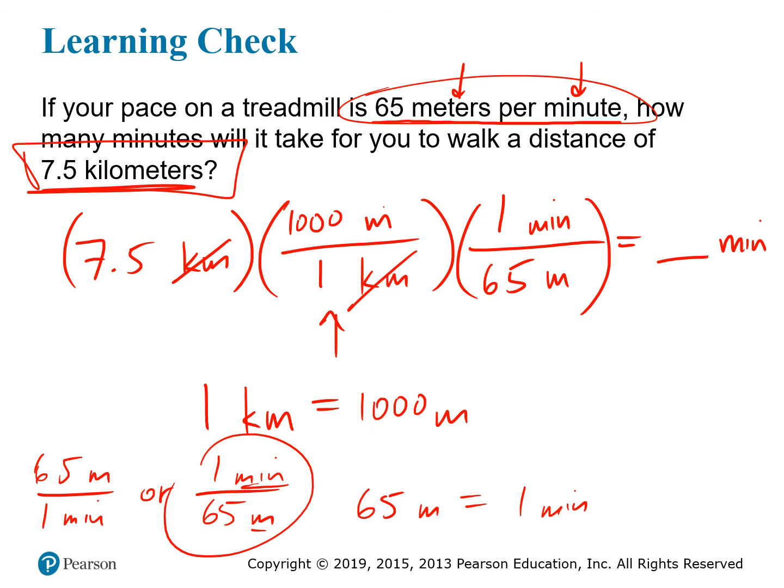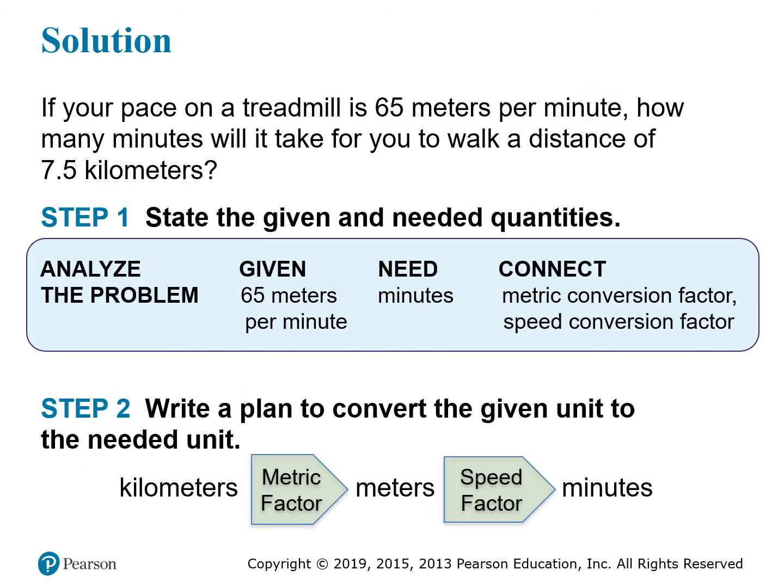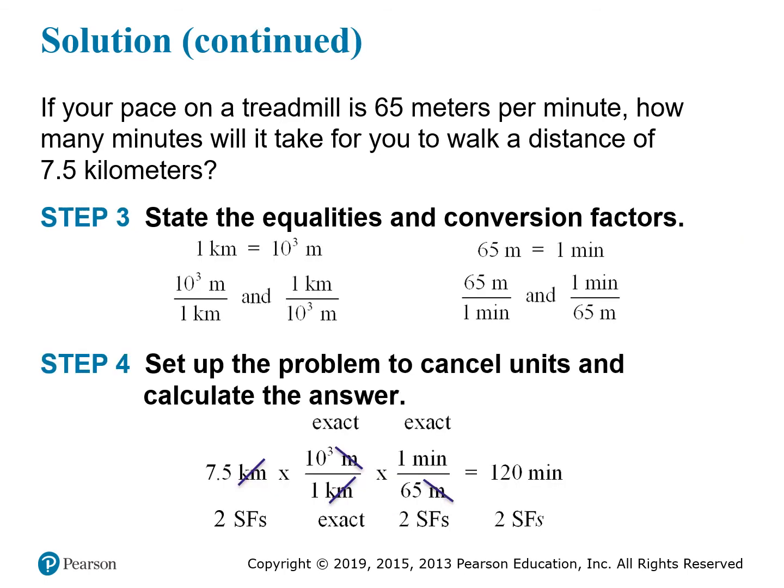After we do this conversion factor, this meter will cancel this meter, and again, we're going to be left with the minutes unit, which is what we're looking for. So 7.5 times 1,000 divided by 65 is going to give us our answer. Let's see what it is. Again, the plan is to go from kilometers to meters, and then from meters to minutes. We need conversion factors between kilometers and meters, and then we need to use the speed as a conversion factor between meters and minutes. Once we multiply this all out, we get 120 minutes, which is 2 significant figures, just like the kilometer measurement and the speed measurement.